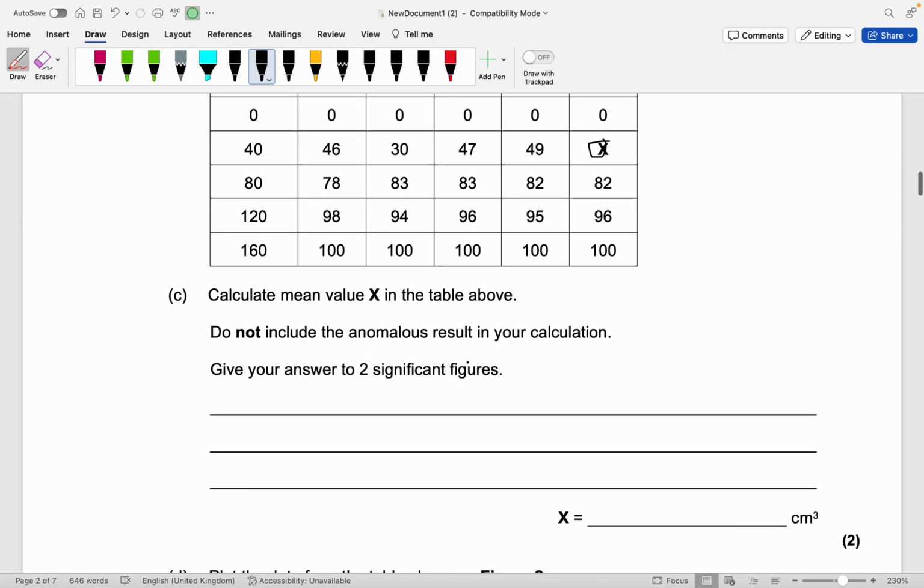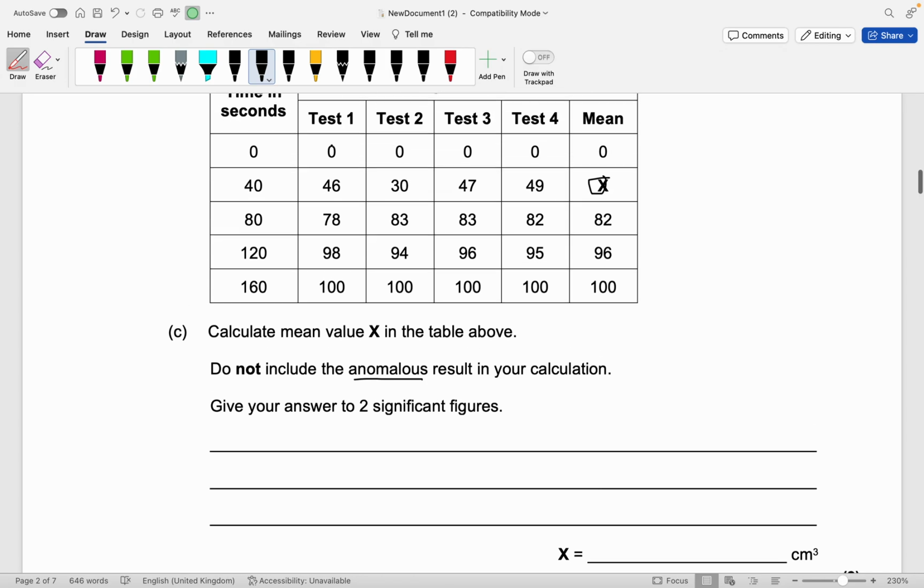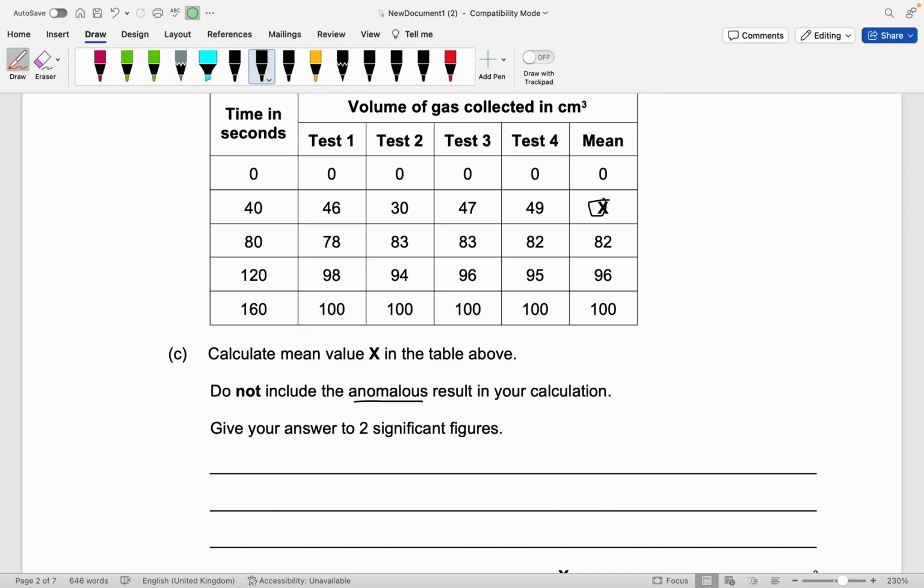So that's quite kind, because it actually tells us that we're going to have to get rid of an anomalous result. So the word anomalous means a result that does not fit the pattern. It also says give your answer to 2 significant figures. So we're going to have to look at that when we come to our final answer. So we can see in test 1 we've got 46 centimetres cubed, test 2 is 30, test 3 is 47, and test 4 is 49.